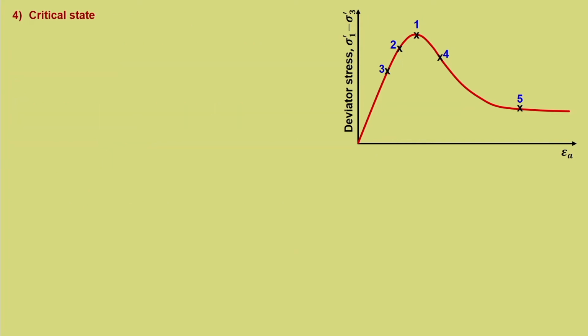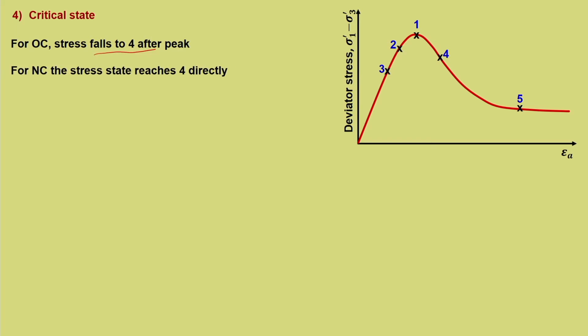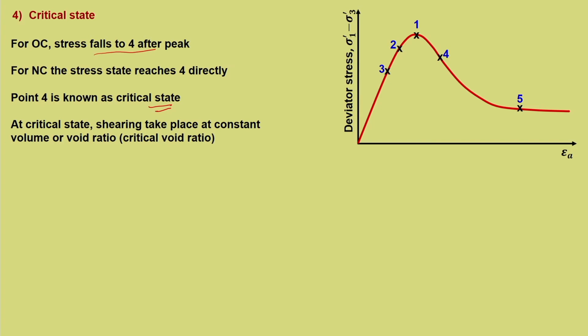Critical state is the fourth criterion, and this we have seen quite a number of times as we discussed in our previous lecture. For OC, the stress falls to 4 after peak, that is strain softening behavior. For NC, it reaches 4 directly. And point 4 is known as the critical state. Now, we will be discussing at length this concept of critical state in the fourth module, but for our quick understanding, at critical state, shearing takes place at constant volume or void ratio.